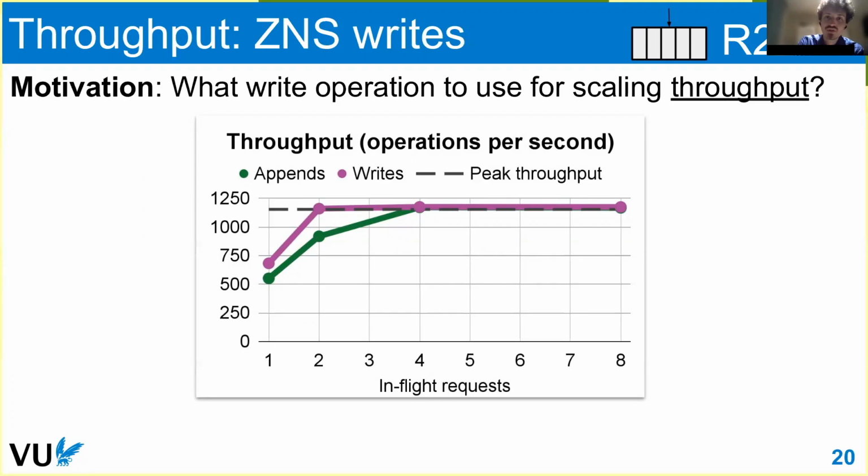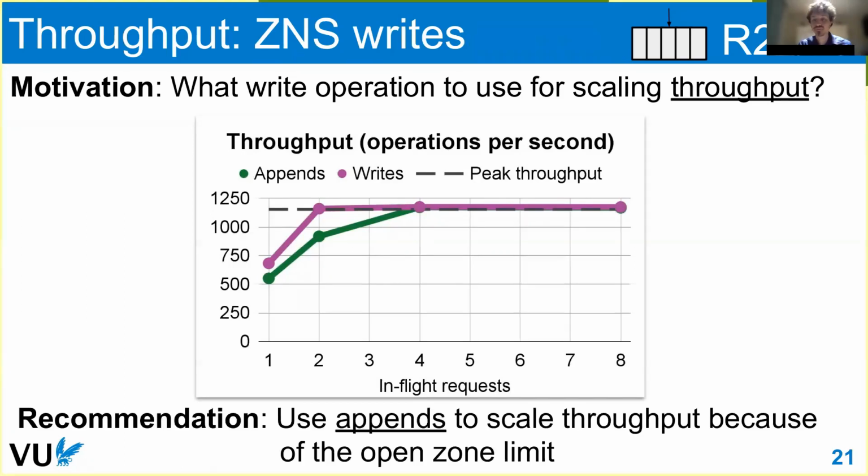Only a set number of zones can be used concurrently at any time by any application. This is shared among all applications. So if one application uses all of these zones, nothing is left for you. The scaling through concurrent zones actually hampers concurrent applications. In other words, we recommend to use appends to scale throughput. Interesting, right? So you need to use appends in one scenario and writes in the other.